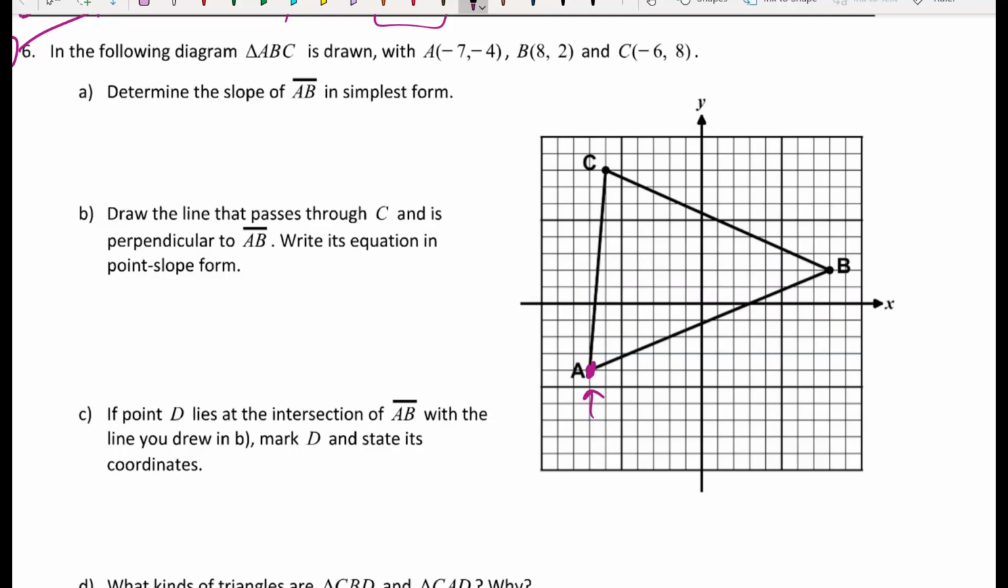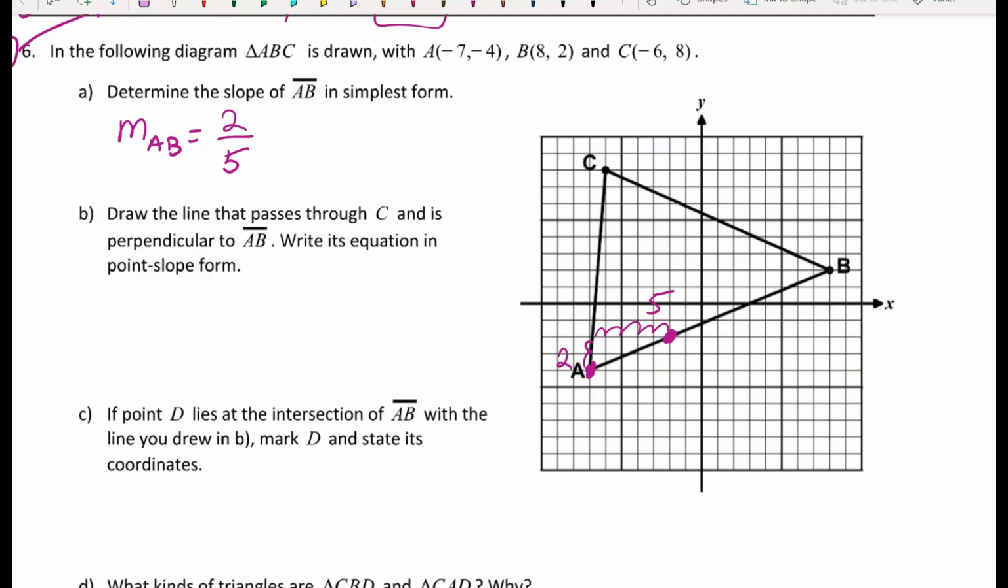So if I start at A, it looks like the next good point on the line that passes through one of those corners of the boxes perfectly is right there at (-2, -2). So if I count here, 1, 2, I went up 2, and 1, 2, 3, 4, 5, I went right 5. So the slope of segment AB is 2/5. Again, if you count all the way from A to B, you can get that same slope as well. You'll just have to reduce your fraction first.